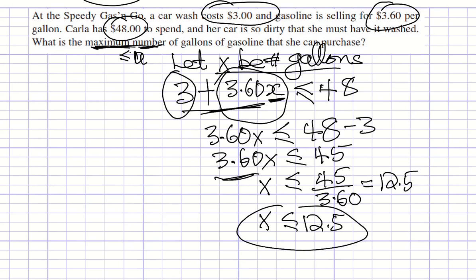She can't exceed it. She can get 12.5 gallons or less. That's what she can buy. She can buy less and keep some money, or she can buy that amount, and then her money will be exhausted. That's what that is saying.